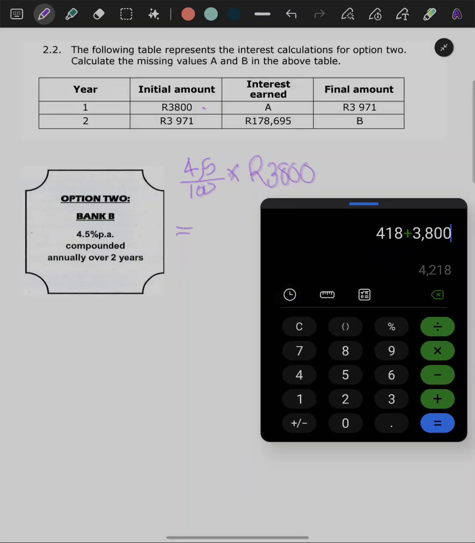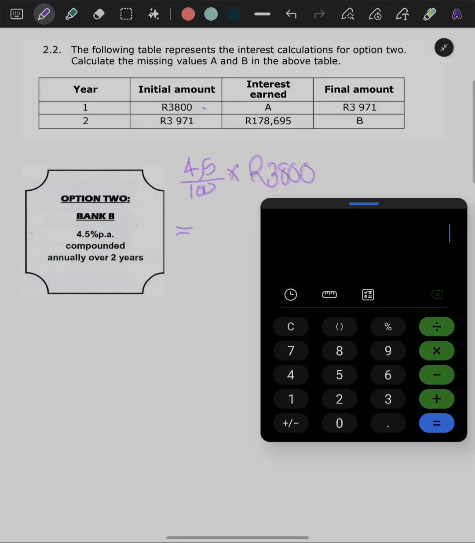Now, my calculator doesn't do fractions, so I'm going to put it in as a decimal. You can do it as a fraction because you've got scientific calculators. And it gives me 171. So that is going to be my value of A: 171.